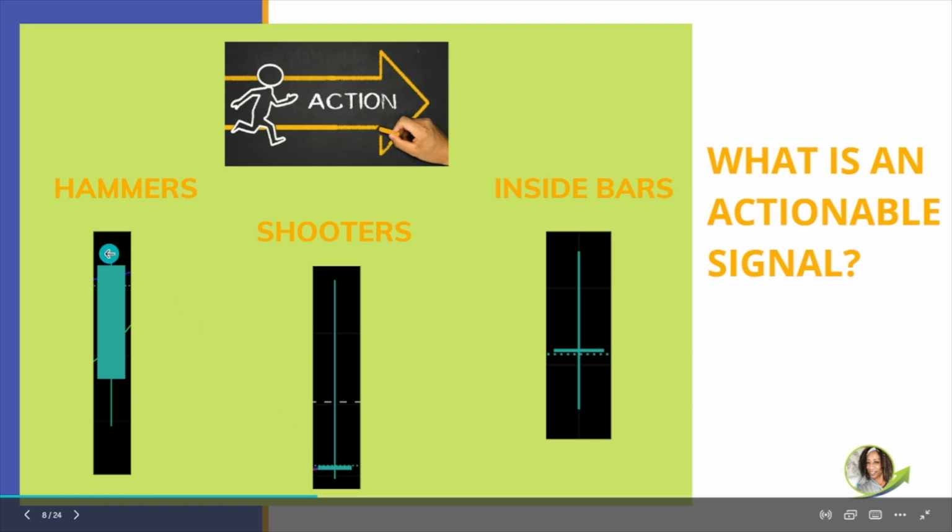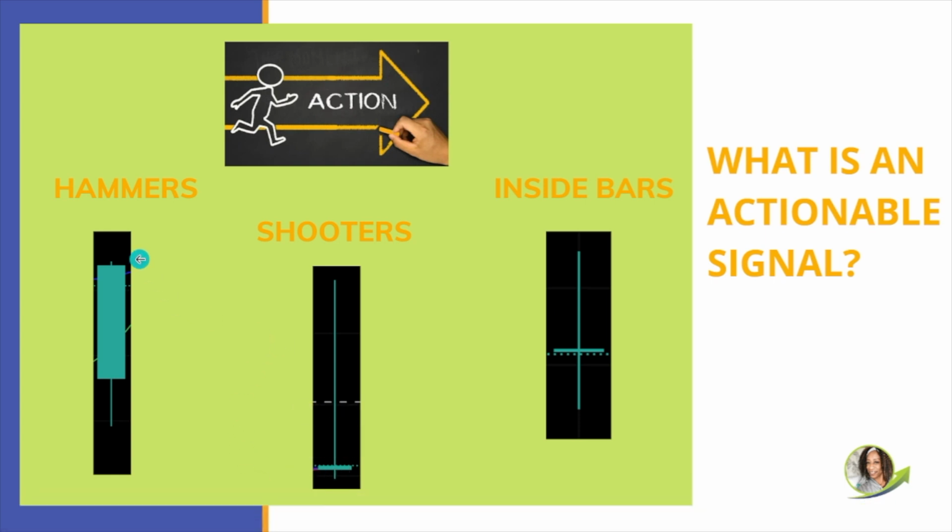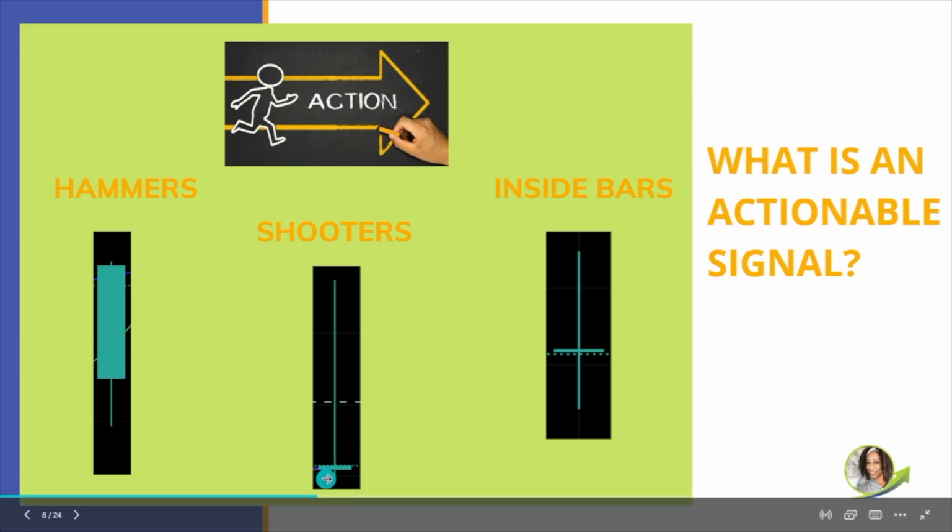So for the hammers and the shooters, your actionable signal is a break to either side. So the actionable signal is a break above the high of this candle. So we would call that a hammer in force. A break below the low of this candle would be a shooter in force.